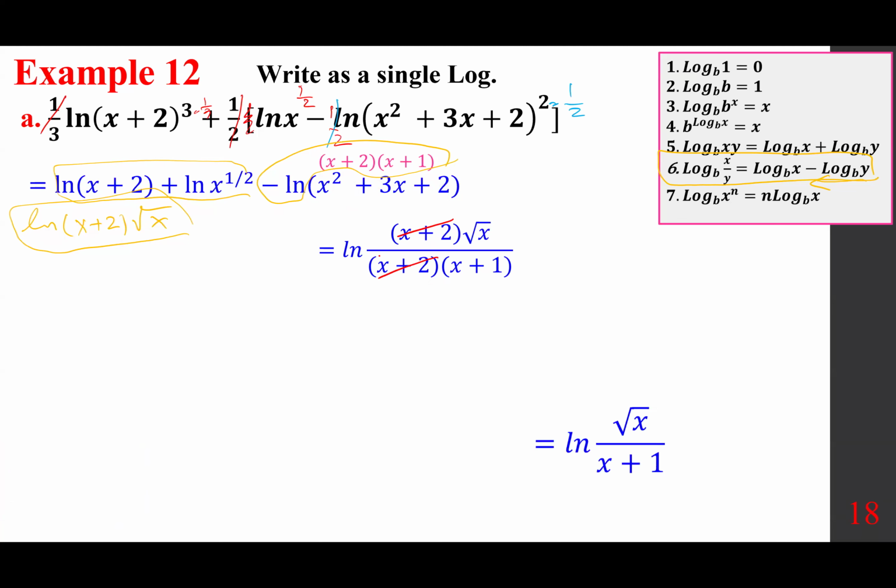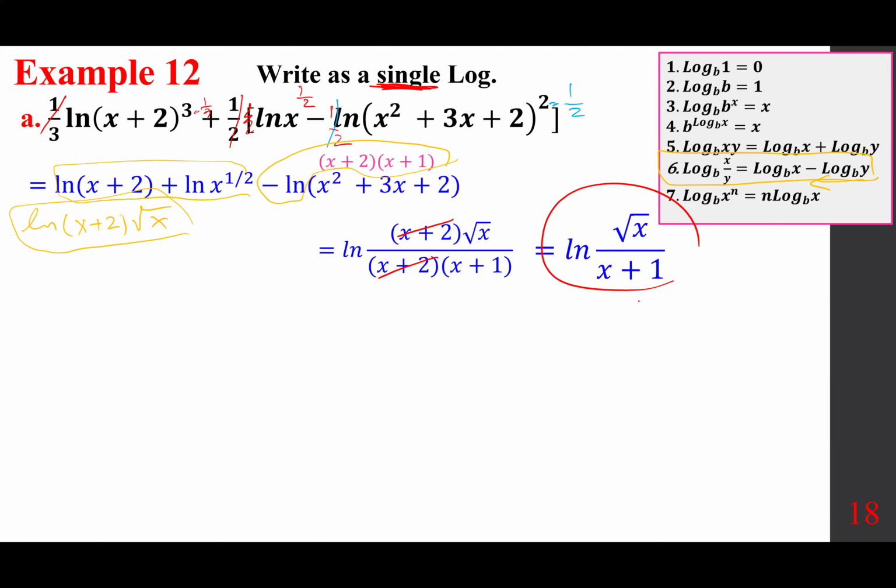We can get rid of that. And this is what we have as a single log. That's the final answer. It's as complicated as it gets. I'm hoping that everybody is comfortable with logarithmic properties that have been taught throughout different courses, college algebra, pre-calculus.